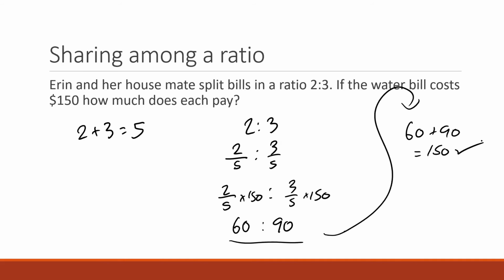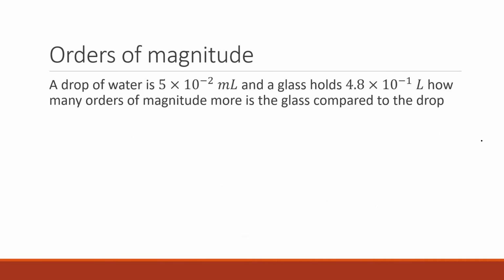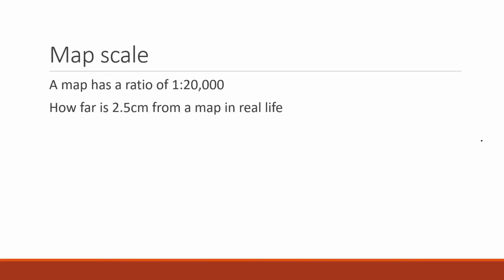Okay, ladies and gents, we're getting up to the home stretch. This is the sixth question. A map has a ratio of 1:20,000. This is again another ratio. How far is 2.5 centimeters on the map in real life? How do you do these? You might say, sir, we didn't actually talk about this. But we did, I just didn't necessarily use this as an example.